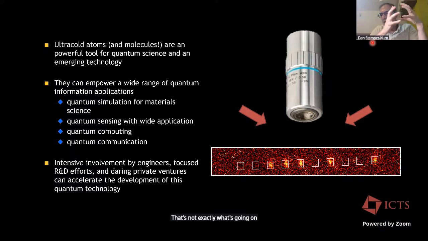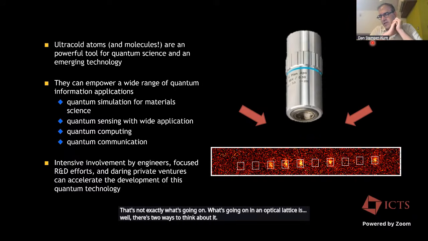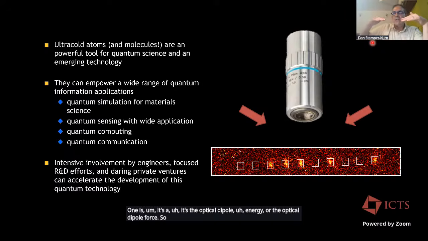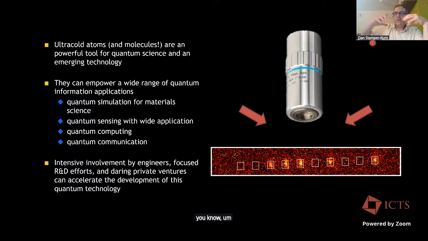What's going on in an optical lattice is, well, there are two ways to think about it. One is the optical dipole energy, or the optical dipole force. So what happens is that there's an energy E dot D.